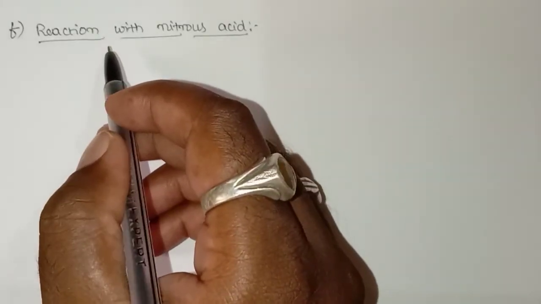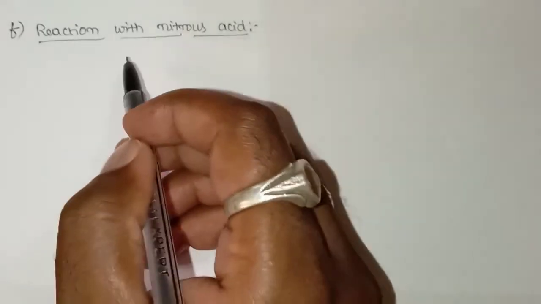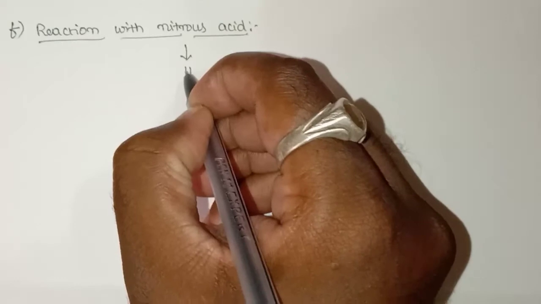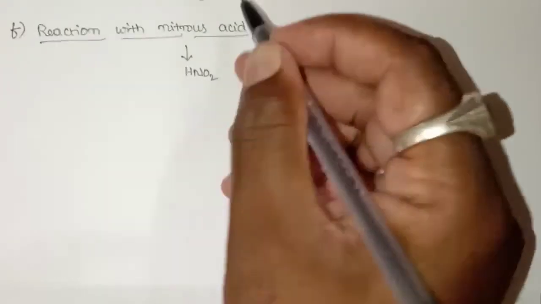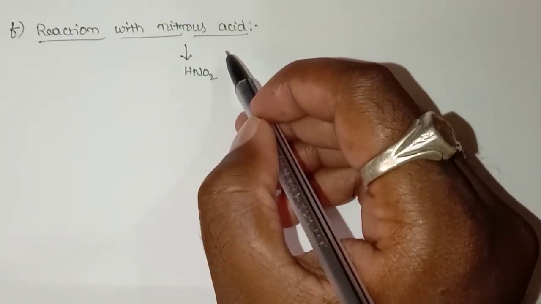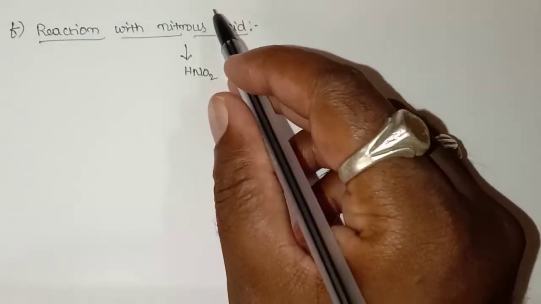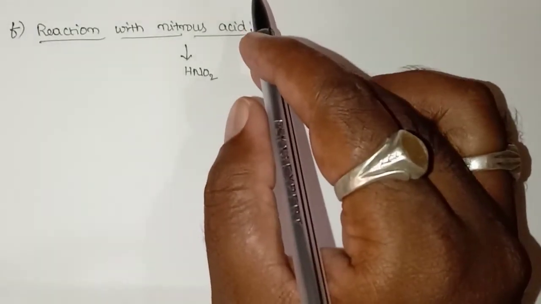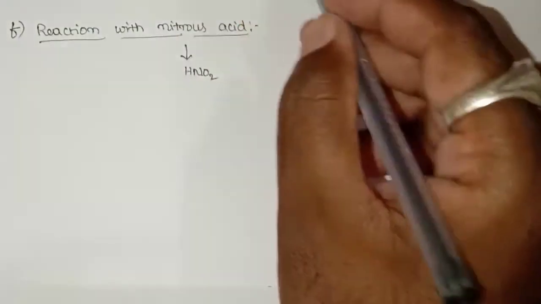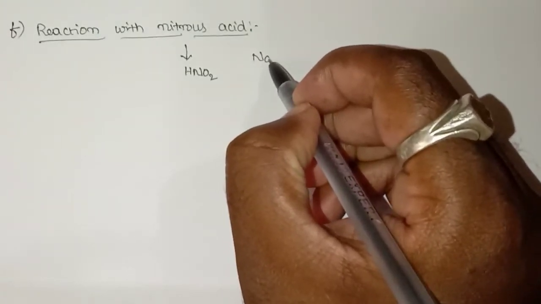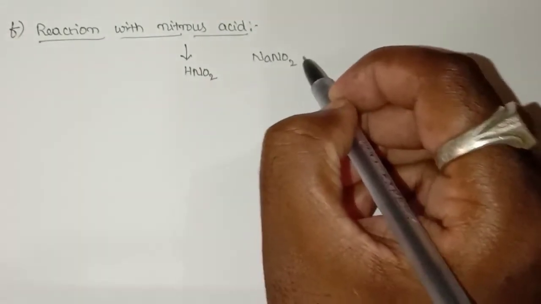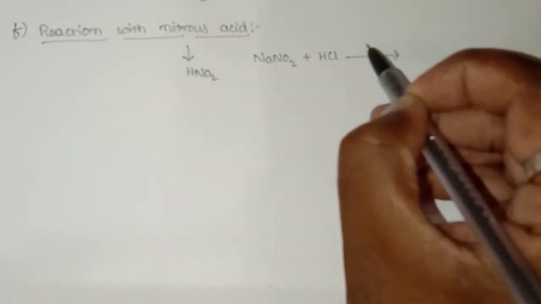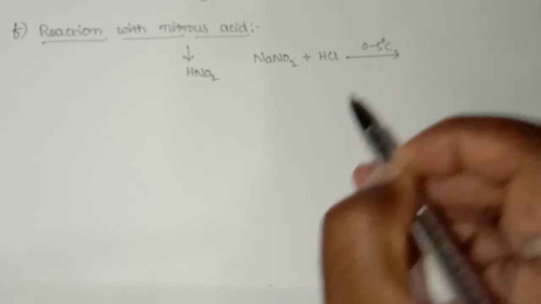Next reaction is the reaction of amino acid with nitrous acid. We know the formula for nitrous acid is HNO2. And we know that nitrous acid cannot be stored in bottles. It is supposed to be prepared instantly when it is required. So in order to prepare the nitrous acid instantly in situ, we have to react NaNO2, that is sodium nitrite, with hydrochloric acid, that is HCl, at a temperature of 0 to 5 degrees Celsius.